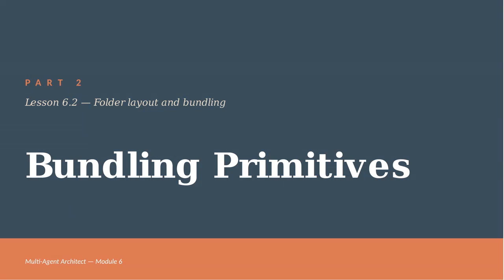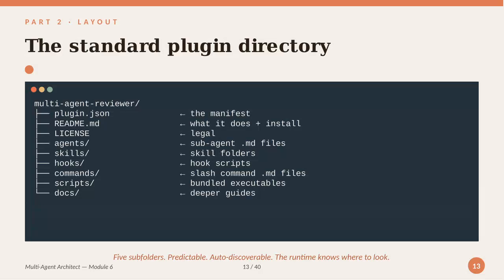Part 2. Bundling. The folder layout that makes your plugin install correctly and look professional. Standard plugin directory layout. The convention everyone follows. Top-level files: plugin.json, the manifest. README.md, what the plugin does and how to install it. LICENSE, the legal text. Five subfolders.